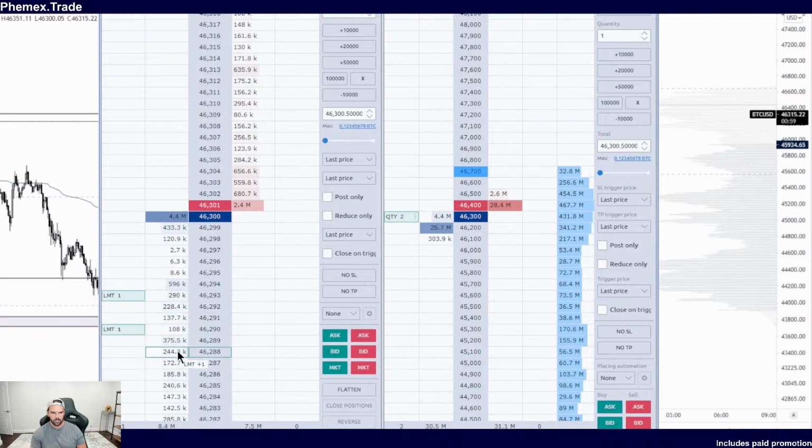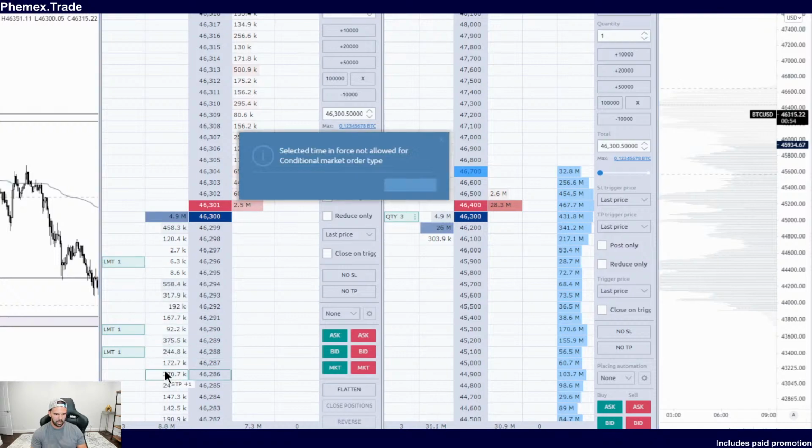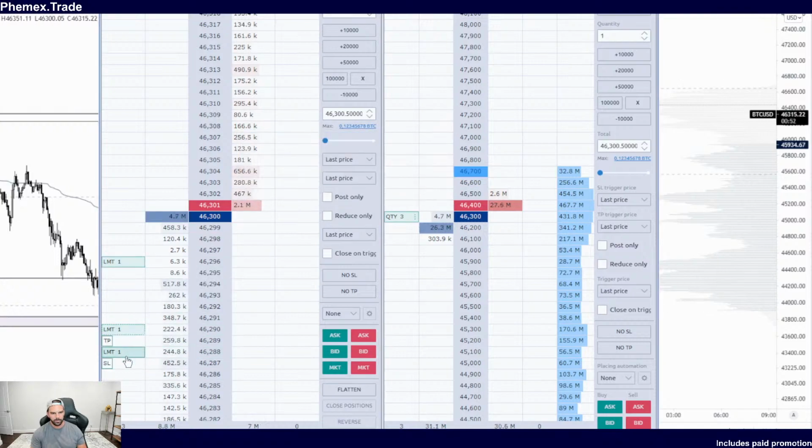So I could click, drag, move these up, add a stop loss. Okay, so now I can place a stop. Very easy to use. Okay, very important if you're scalping. A lot of times I'll market into a position and I will try to limit out.